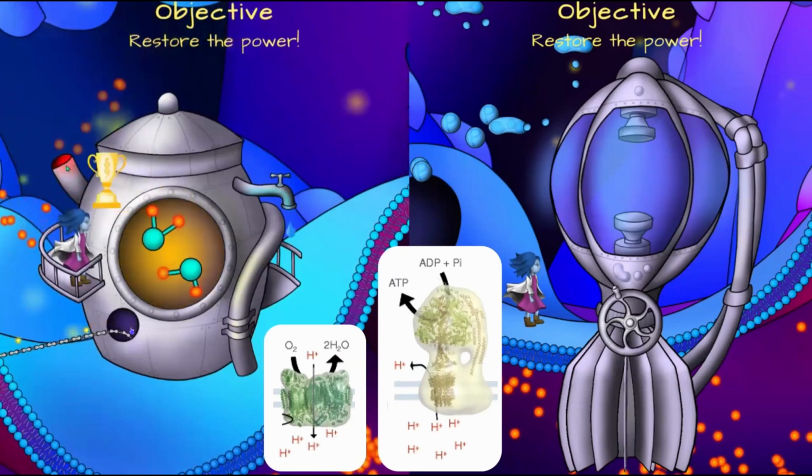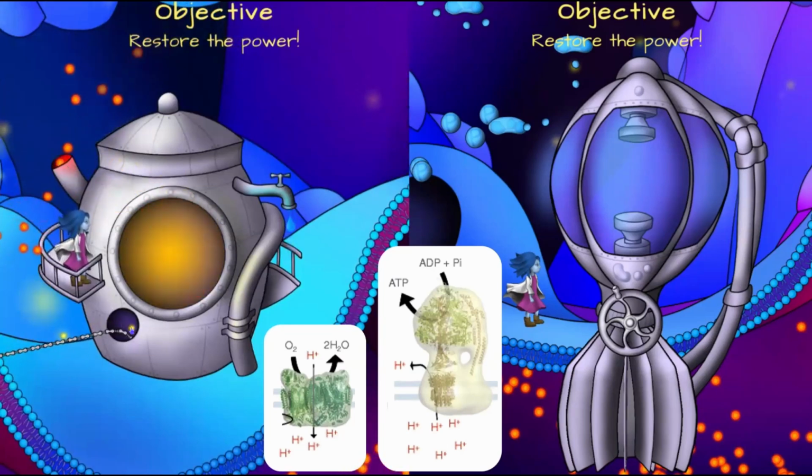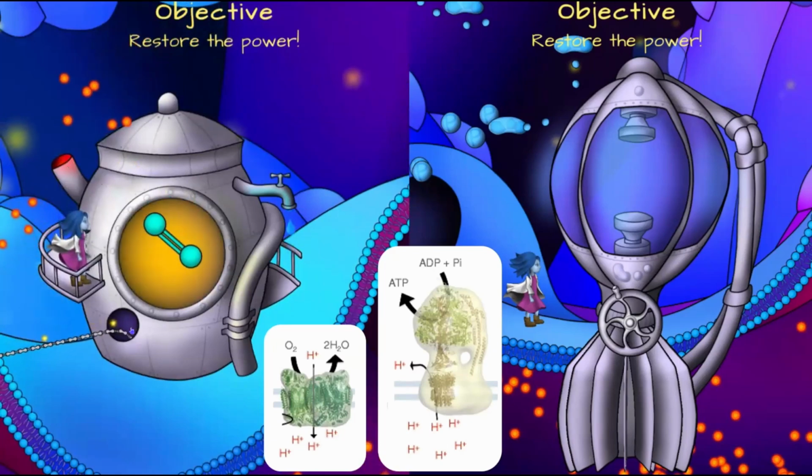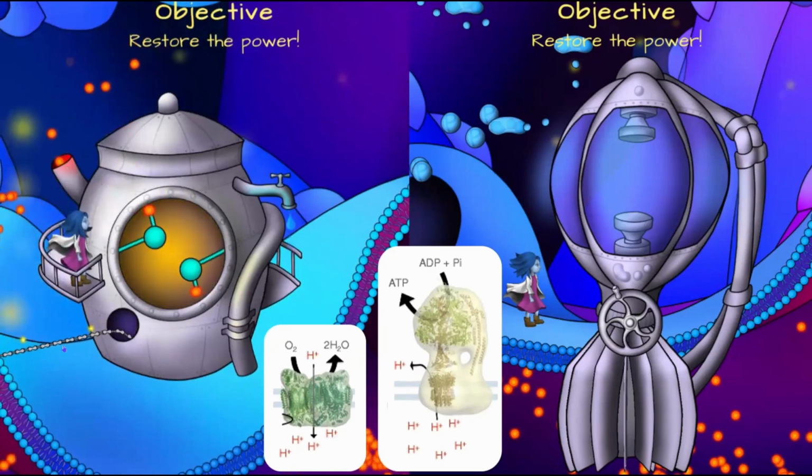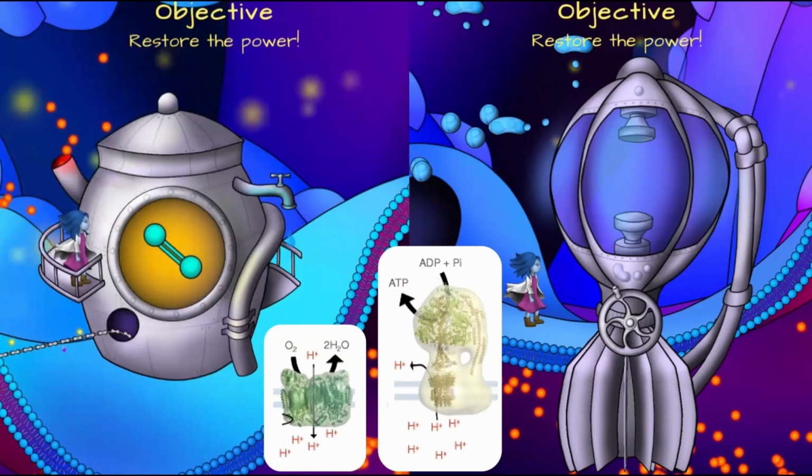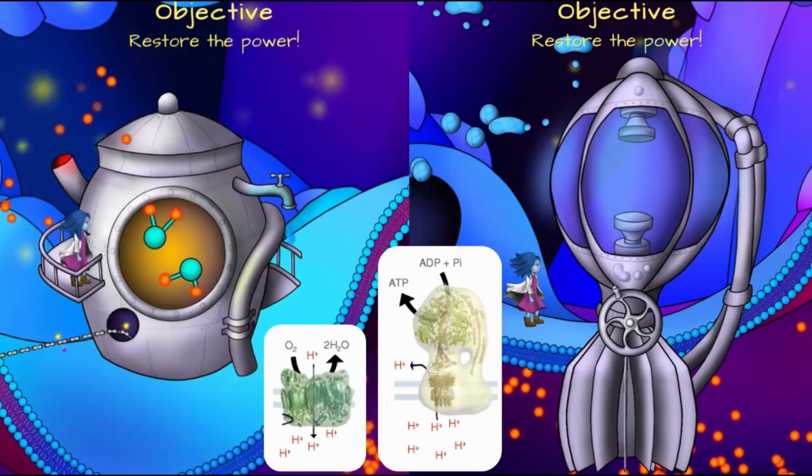So if a student plays this, maybe they haven't learned about the electron transport chain yet, but when they learn about it later, they might remember, oh, there were electrons being transported on a chain. We've tried to play around with a lot of these visual metaphors.